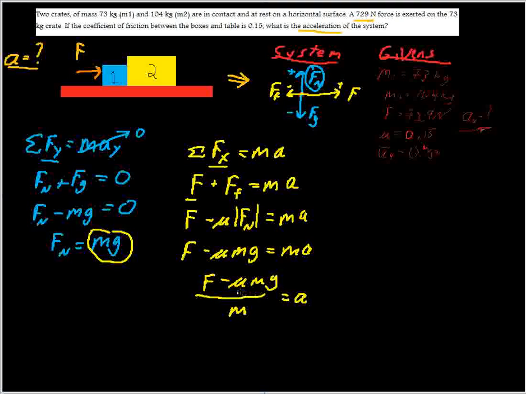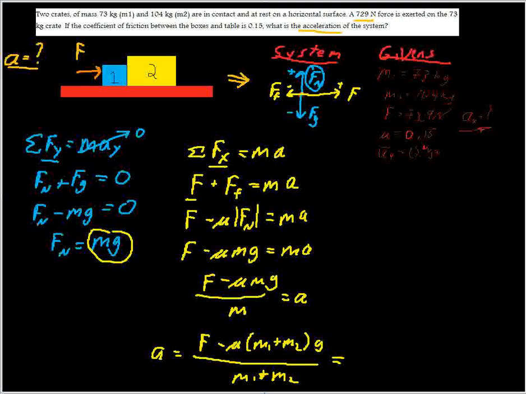Now, one of the key points here is that this mass is not the mass of box 1, it's not the mass of box 2, it's both masses. So I'm going to say F minus mu times (m1 plus m2) times g, divided by (m1 plus m2), is equal to a. And now all I need to do is plug in my numbers and solve.